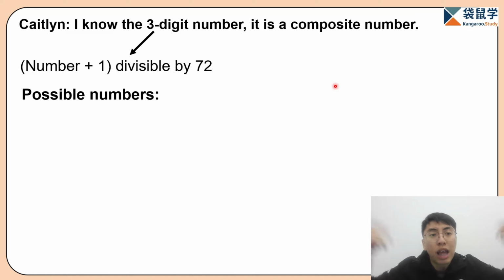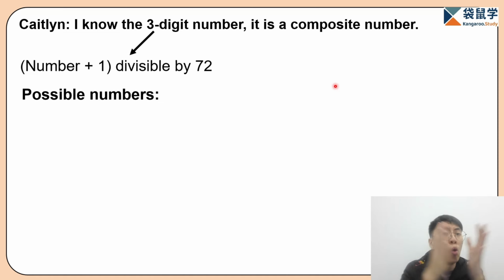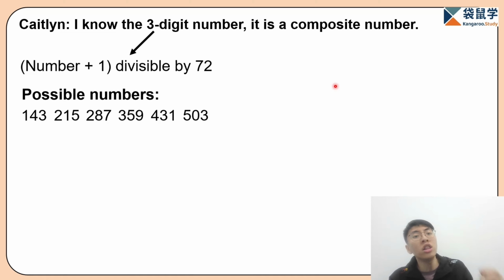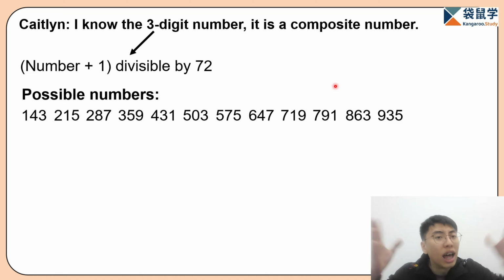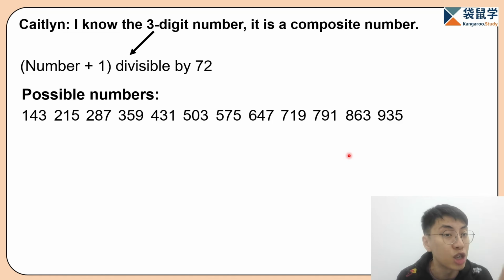What are possible numbers that are 3 digits and when it's added by 1, it is divisible by 72? Of course, we can just think about all of the multiples of 72, and then I subtract 1. Those are our possible numbers. So let's list them down one by one. 143, 215, and so on, all the way until 935. These are all of the possible 3-digit numbers that fulfill our previous condition.